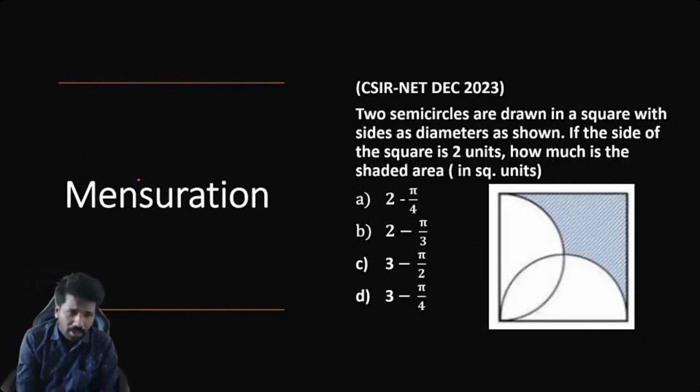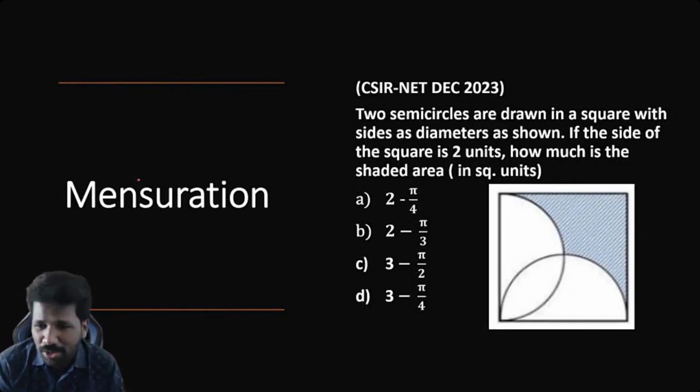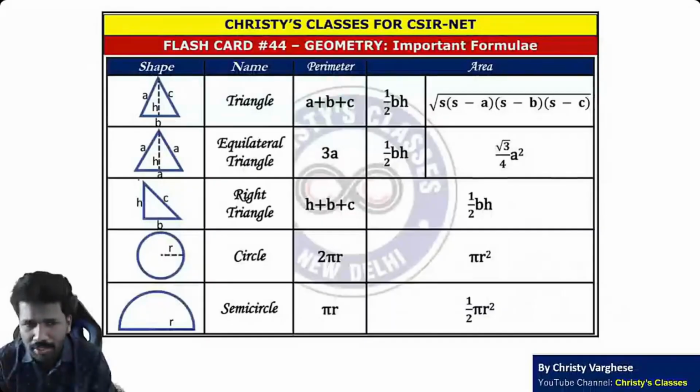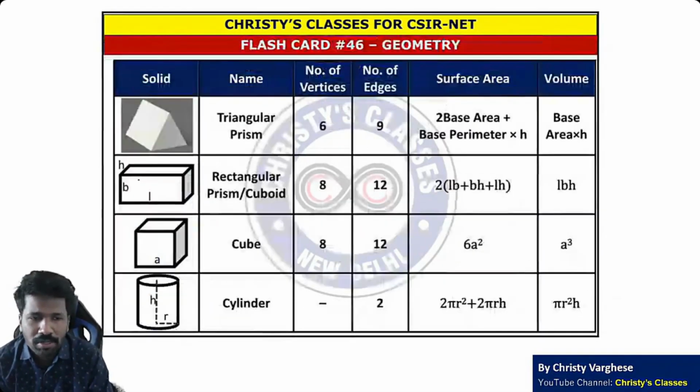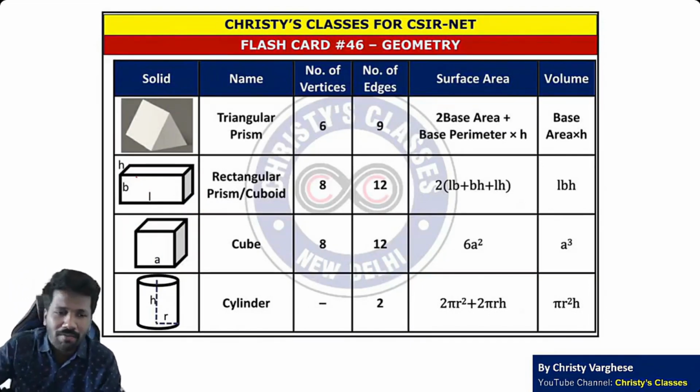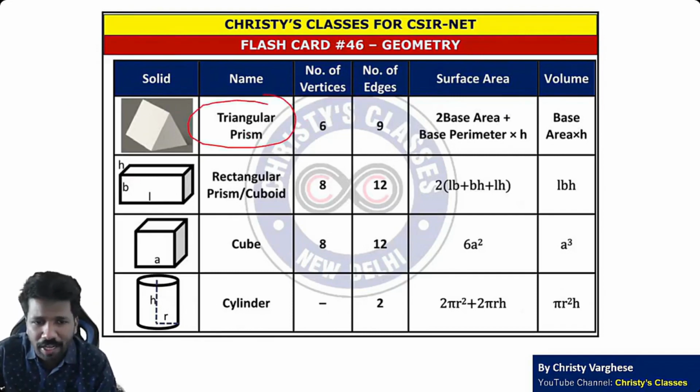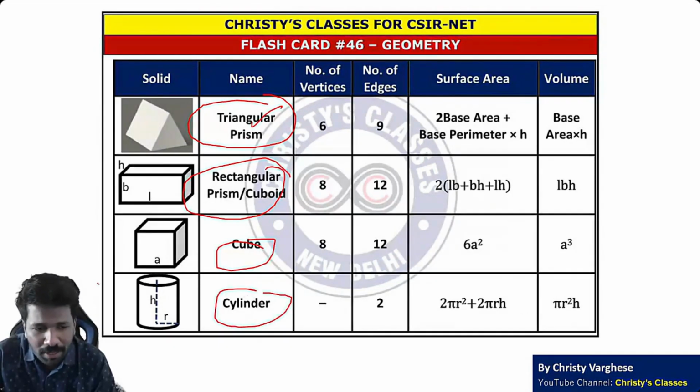Then a very important sub area of geometry is mensuration, area, perimeter, volume related questions. In that, triangle, circle, semicircle, square, rectangle, parallelogram, rhombus, trapezium, and 3D shapes are also important. In 3D shapes, mainly we can say prism. There are different types of prisms: triangular prism, rectangular prism, cube. Cube is also a prism itself. Cylinder is not technically a prism, but it follows the properties of a prism to an extent. That is why you can understand these 4 shapes simultaneously.